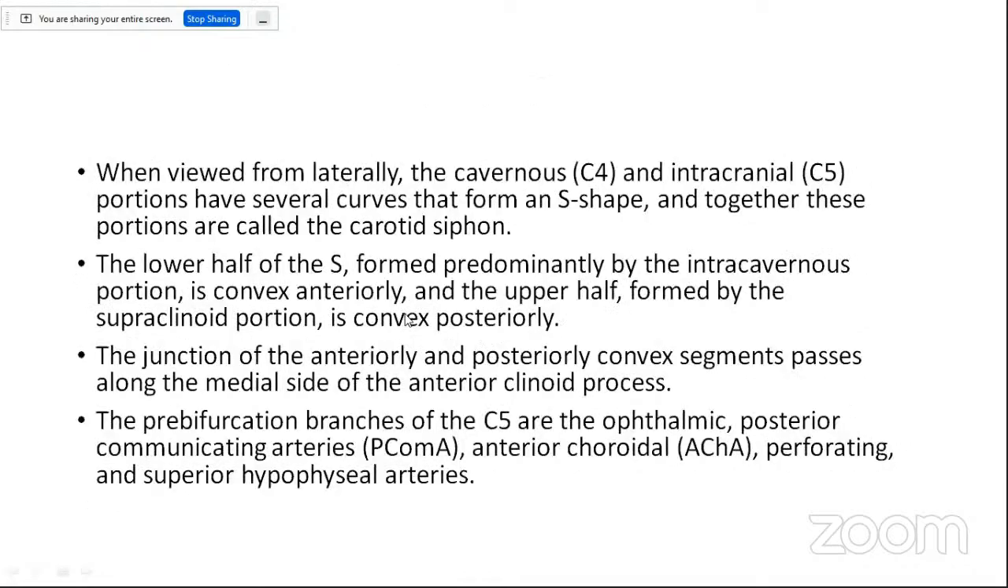So these two terms are important with respect to angiography. The lower half formed by the intracavernous segment is convex anteriorly. The upper half formed by the supraclinoid segment is convex posteriorly. And the junction of these two convex segments passes along the medial side of the anterior clinoid process, which we have already seen in that diagram. Then the pre-bifurcation branches of the C5 are the ophthalmic, posterior communicating arteries, anterior choroidal artery, perforating, and superior hypophyseal. These are important branches. We'll be discussing them separately.